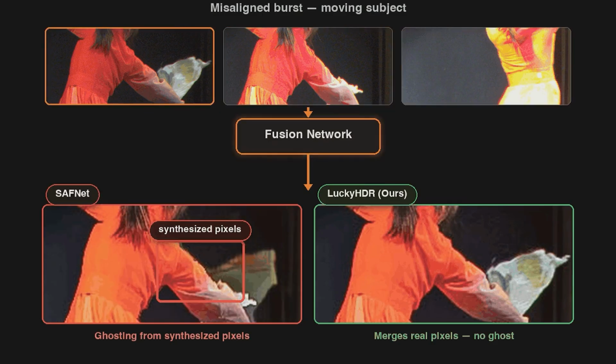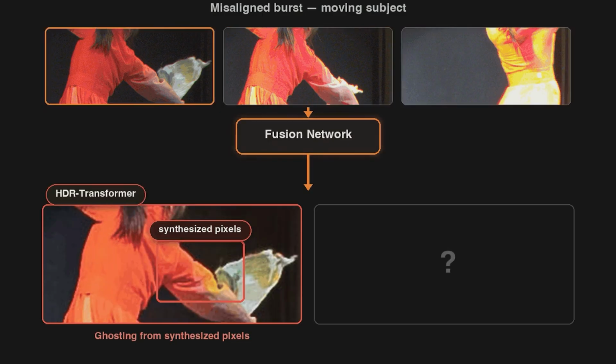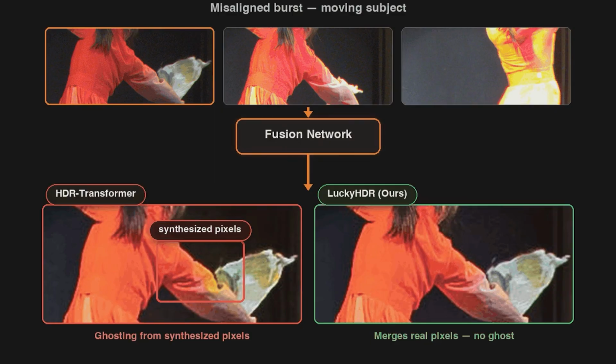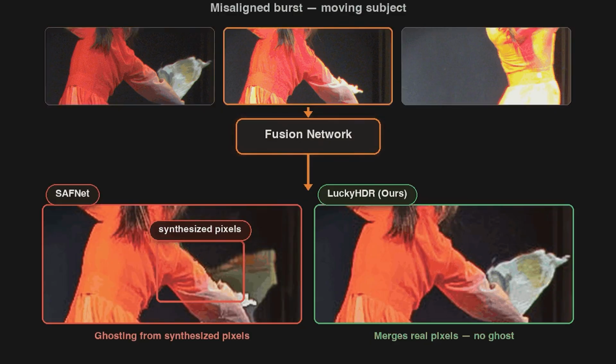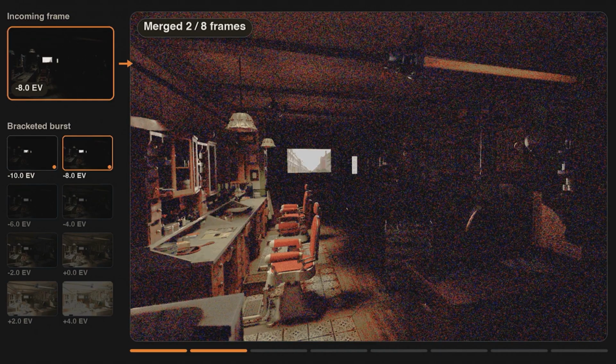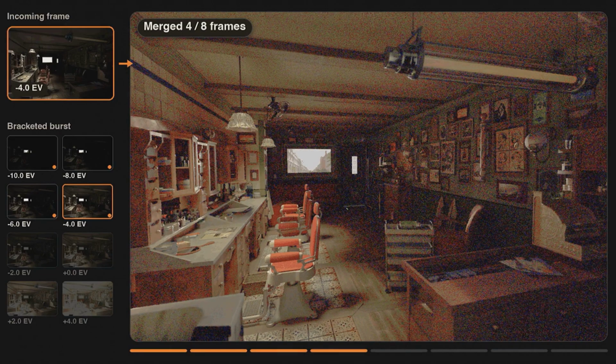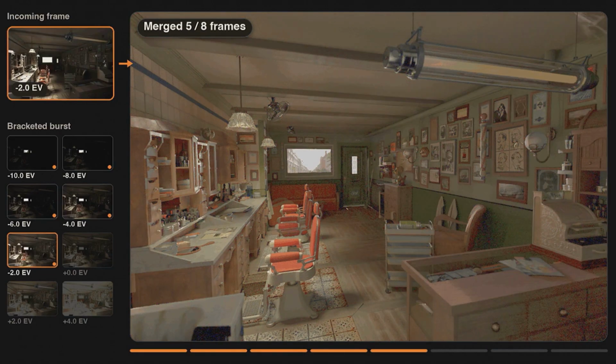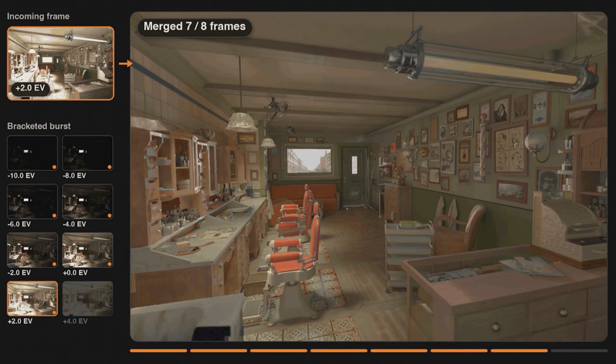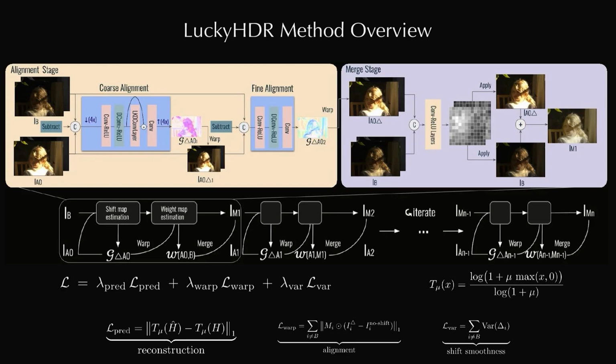Instead of hallucinating pixels like prior networks, Lucky HDR selects and merges these real, lucky pixels from a handheld bracketed burst. Starting at the shortest exposure, it iteratively aligns and fuses each longer frame. Lightweight networks predict shift maps to align each target, then per-pixel weights, keeping highlights from the base, recovering shadows from the target, and rejecting misaligned regions that cause ghosting.